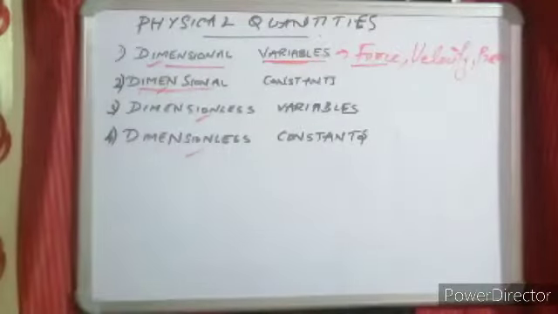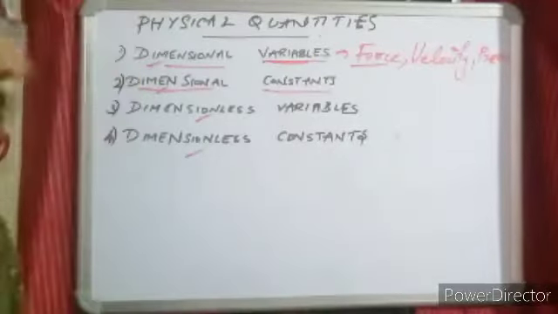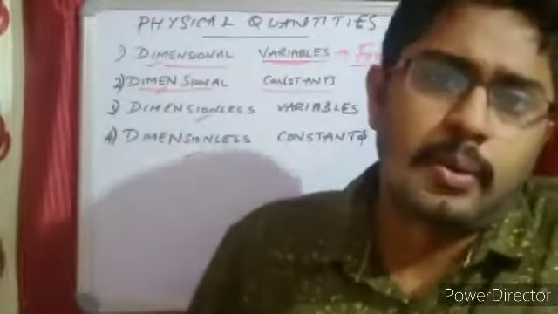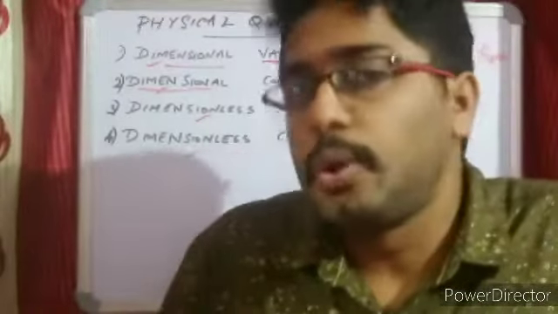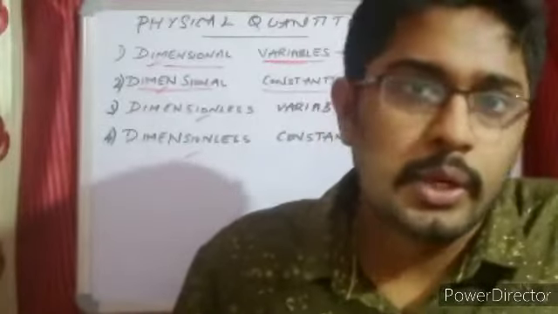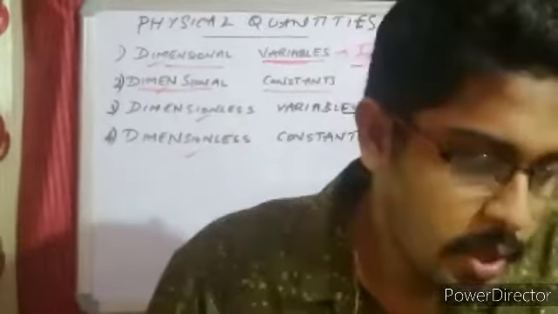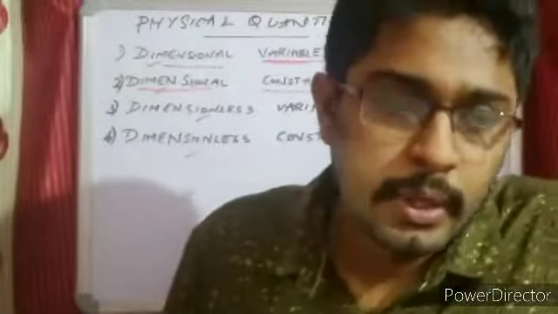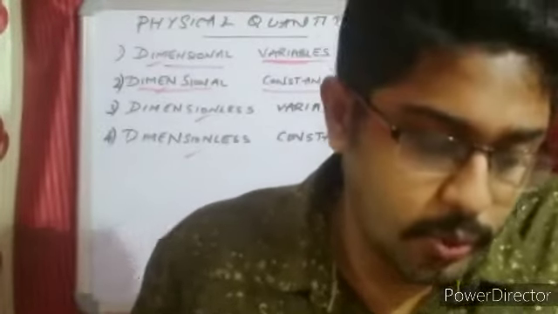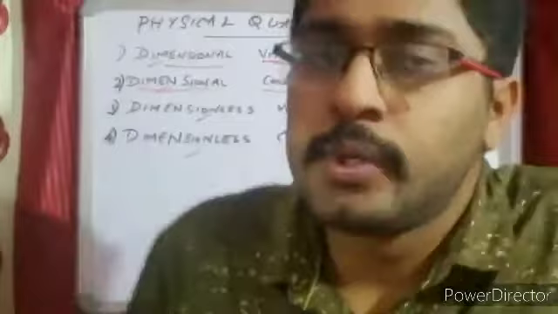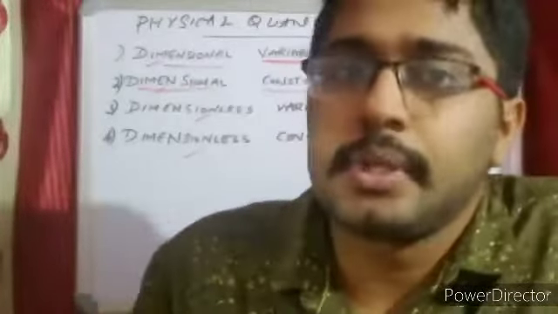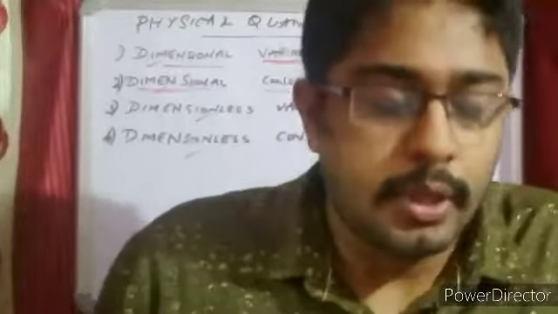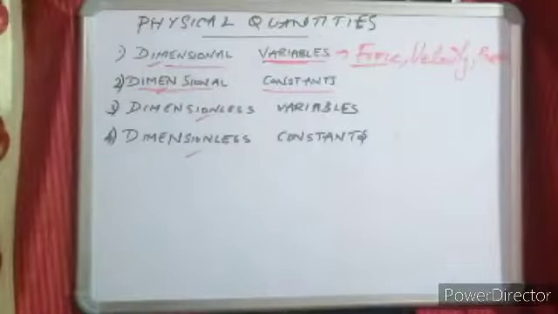Then coming to dimensional constants. You have studied certain constants till now. Can you remember one such constant which you have studied? You have studied about the gravitational constant, right? Whenever there are two bodies, there is a force of attraction between them. You studied that in class 9. This force is proportional to the product of their masses and inversely proportional to the square of the distance between their centers. So you got F is equal to G m1 m2 divided by r square.